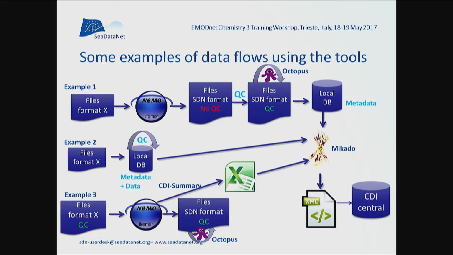Another example is a data center that does not have any database, only data files. So we receive data in any format, convert them to Nemo, to CDataNet format, perform the QC on it, and can also use Octopus to have several formats. And from Nemo, it generates an Excel file, which is used by Mikado to generate the XML description of the metadata. So here, no database.